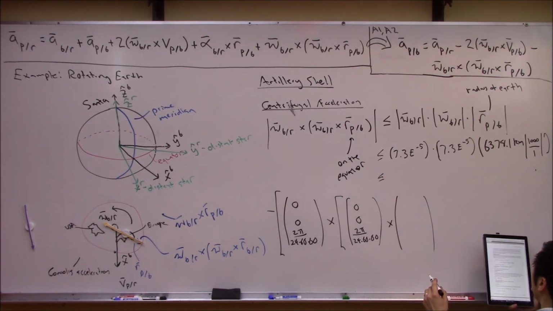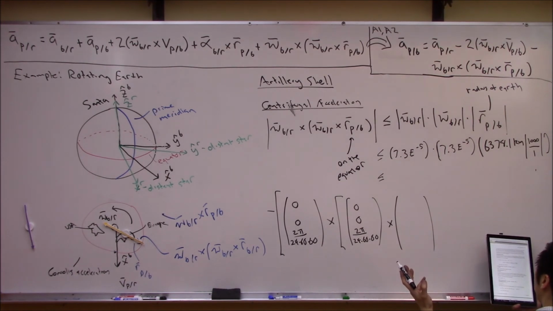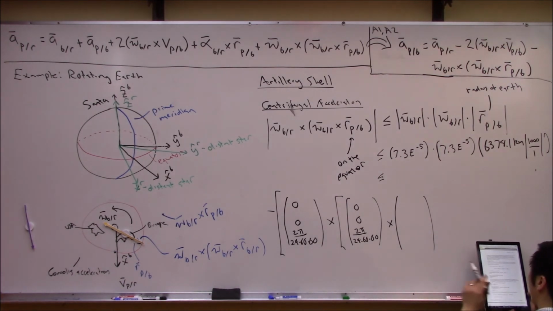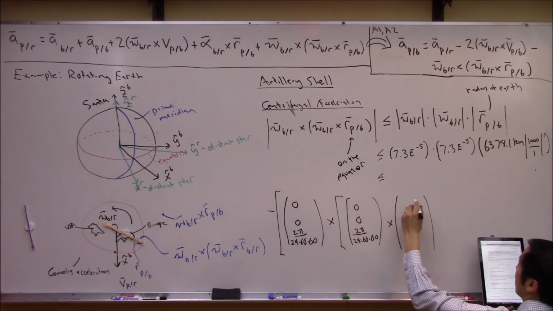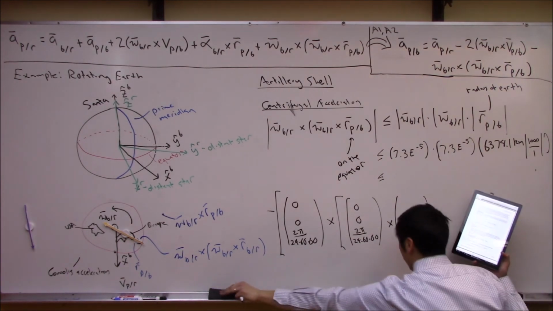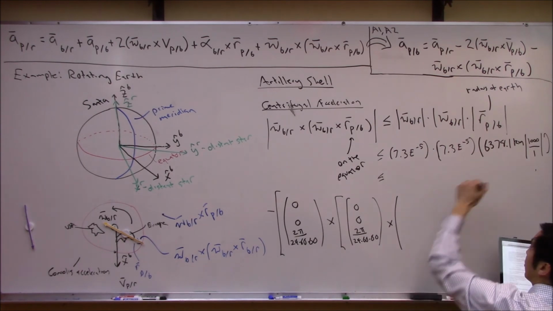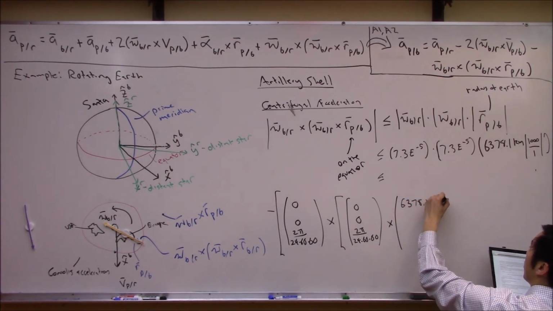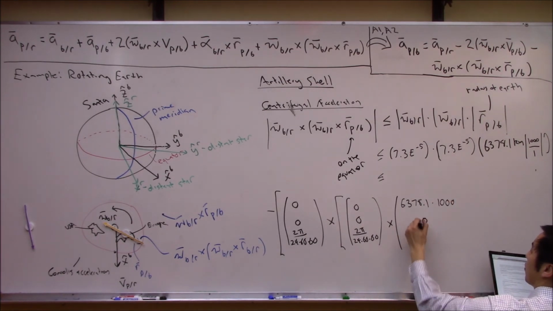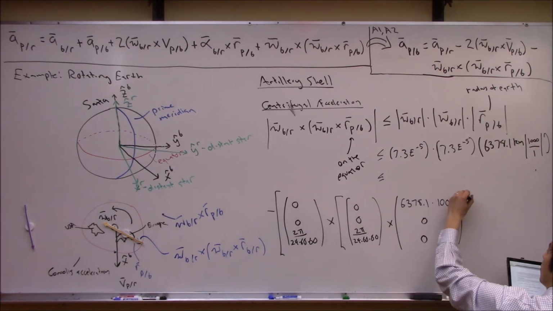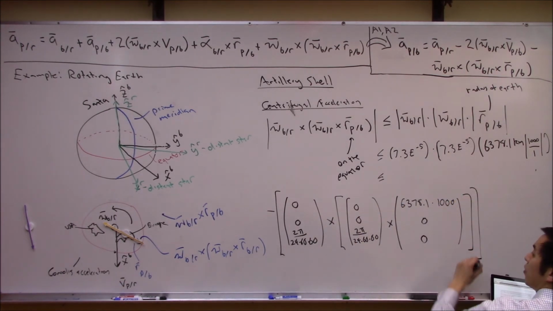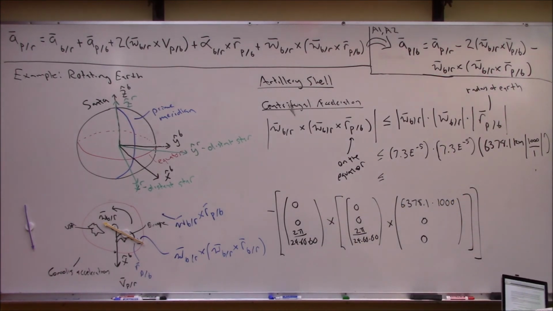Where did I define r? Oh, here it is. Yep. So this is going to be that huge number. Right, so the radius is this giant thing: 6378.1 times 1,000 meters, and then a 0 and a 0. And then I guess I got to close this bracket over here.